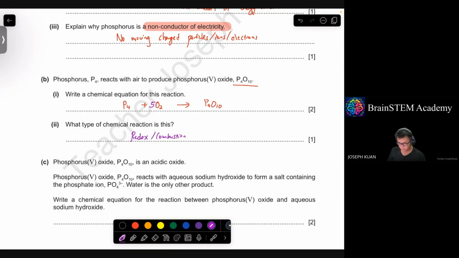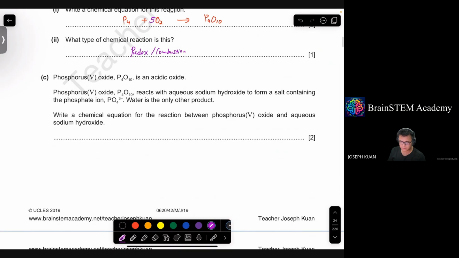Moving on to C. Phosphorus(V) oxide, P4O10, is an acidic oxide. It reacts with aqueous sodium hydroxide to form a salt containing the phosphate ion. Water is the only other product. Write a chemical equation for the reaction between phosphorus(V) oxide and aqueous sodium hydroxide.